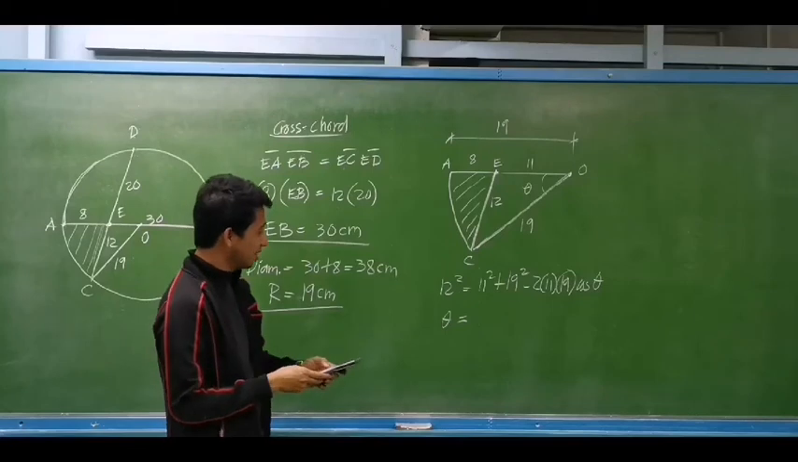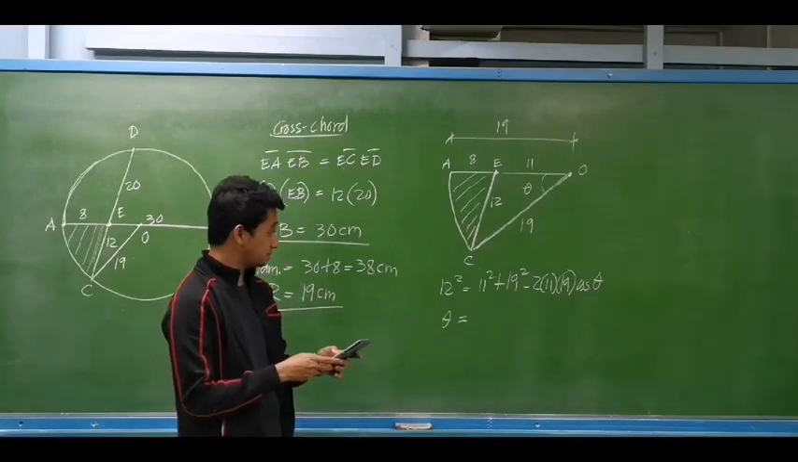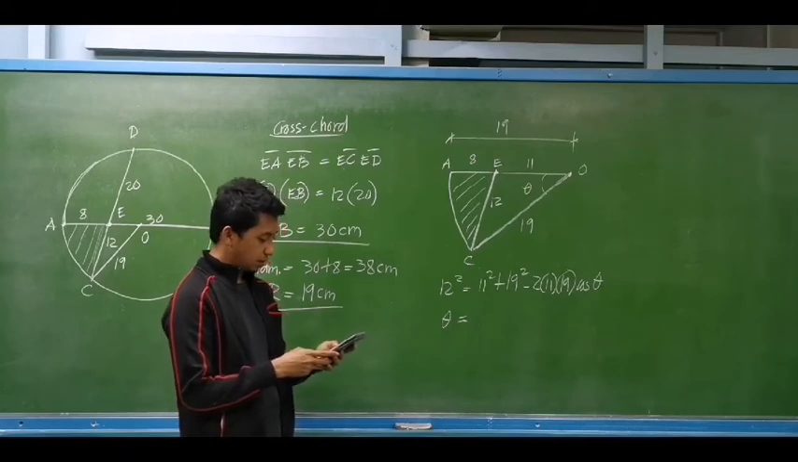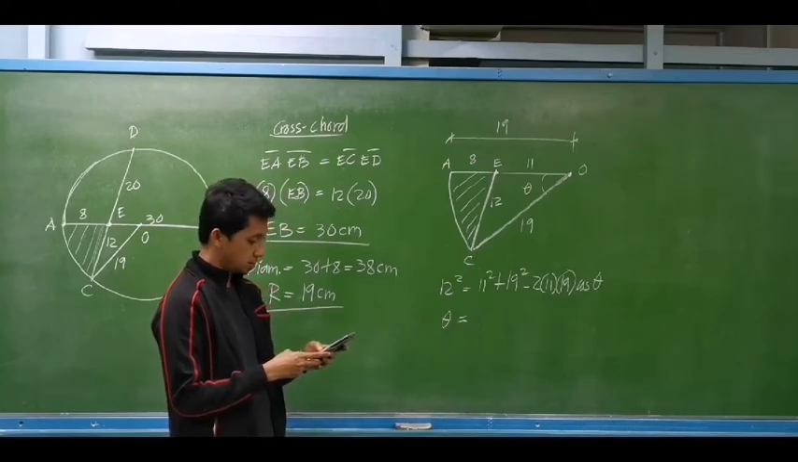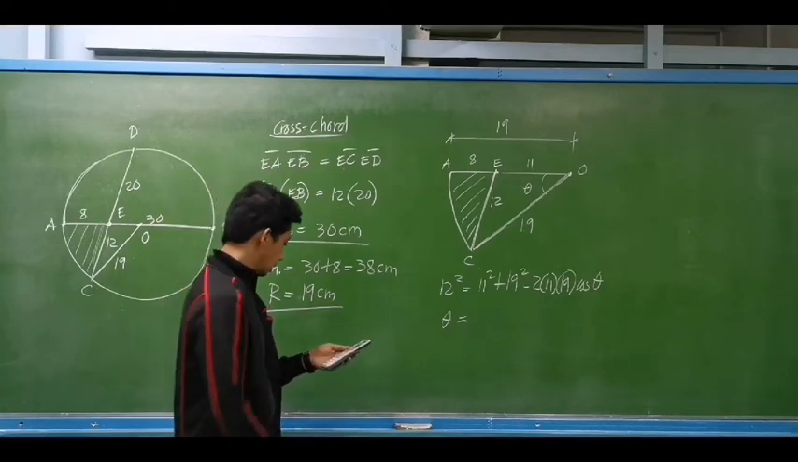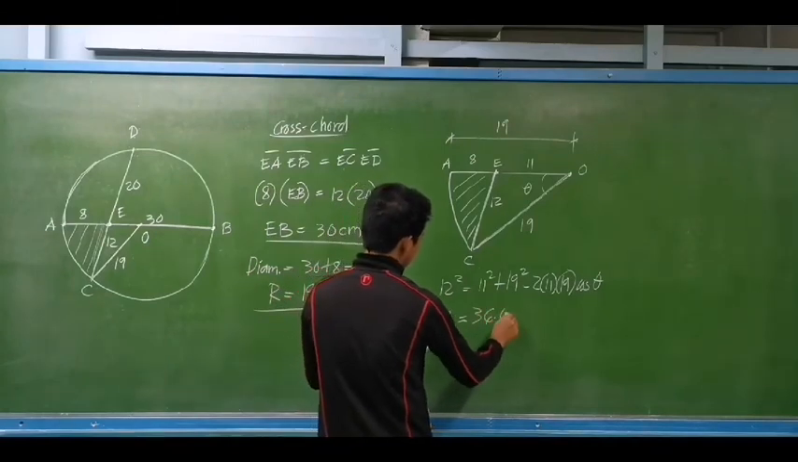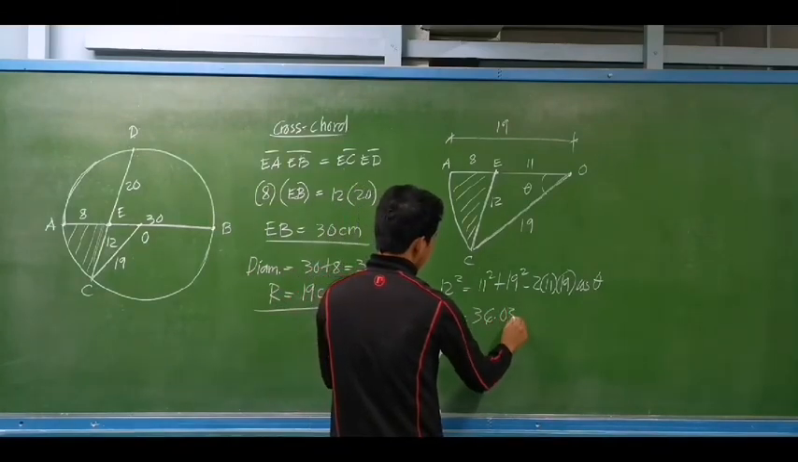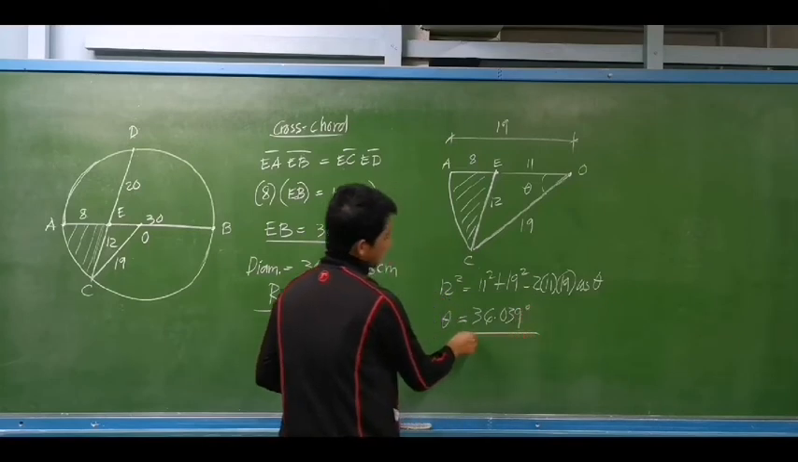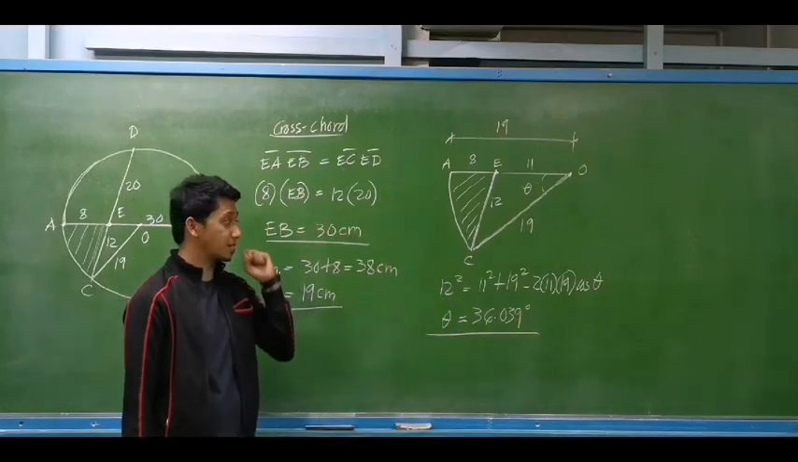Sorry. This is 12 squared minus 11 squared minus 19 squared, divided by negative 2 times 11 times 19. Then shift cosine. So this is our central angle, equal to 36.039 degrees. Ayan, meron na tayong central angle. How do we compute for the area of the segment?